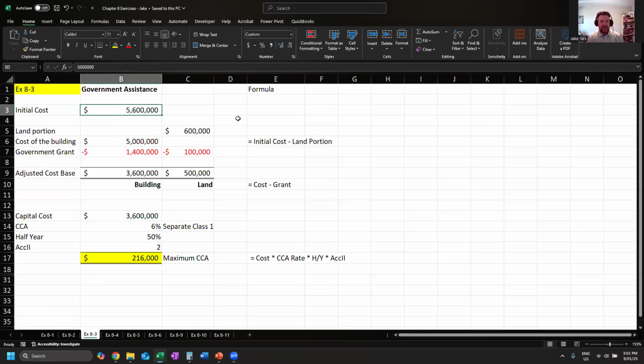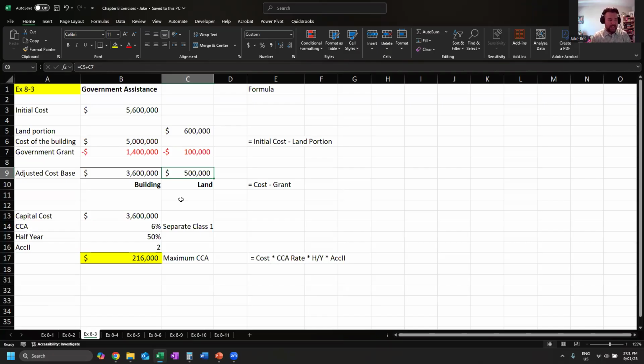So we originally paid 5.6 million. 5 million for the building, 600,000 for the land. So we need to separate this out. Our government grant gave us back 1.4 million for the building. So we were out 5, but then we got back 1.4. So we're only actually out 3.6 million. So our adjusted cost base for the building was 3.6. Our land, 600 minus $100,000 grant. Our land cost is 500,000. So that's what's sitting on our books. That's our cost.